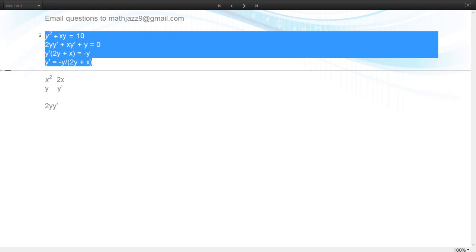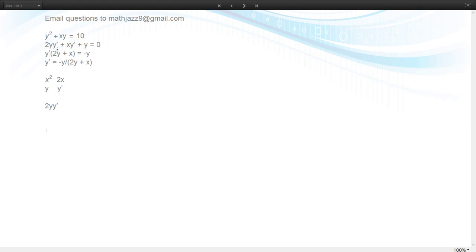I'm wondering if I'm able to graph this. This object here, y prime equals negative y over 2y plus x, is something called a vector field. And I'm wondering if I can figure out the commands on air on how to graph one of these things. So let's see if I can figure this out.